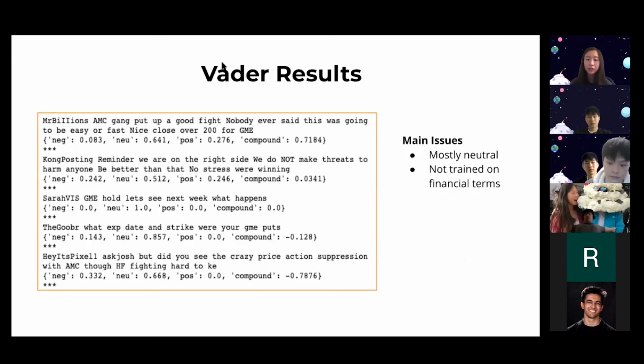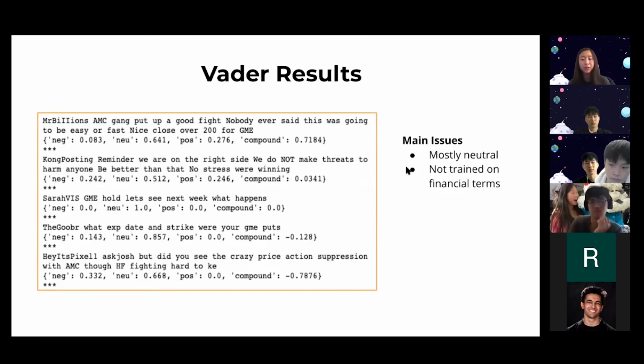So here are our Vader results. So here, as you can see, it takes in a particular tweet and then outputs a negative, neutral, and positive score, as well as a compound score of whether the tweet is particularly positive or particularly negative. And then we would take all these tweets and generate a generic score for each ticker. And the main issue we had was a lot of the scores were mostly neutral, which meant that the results were not helping us to see a strong polarity in either positive or negative.